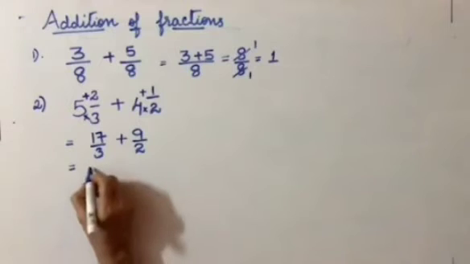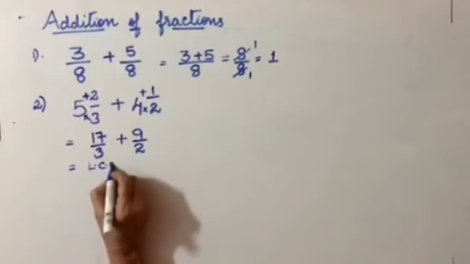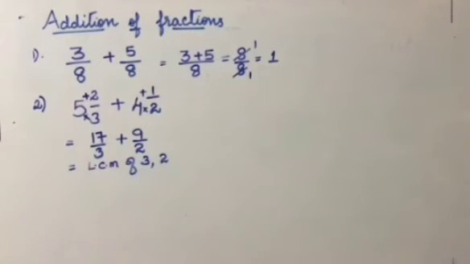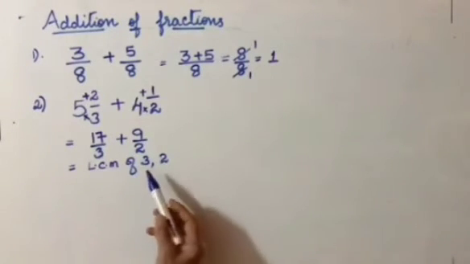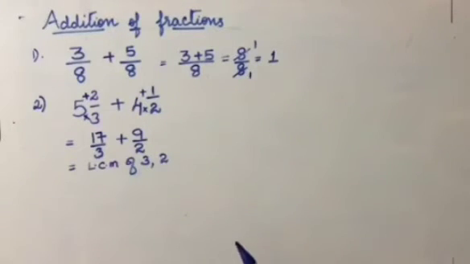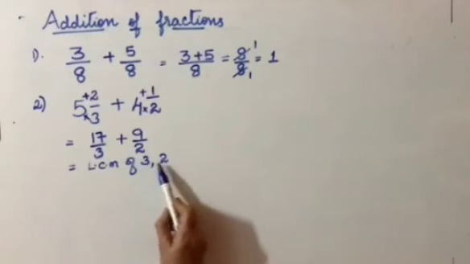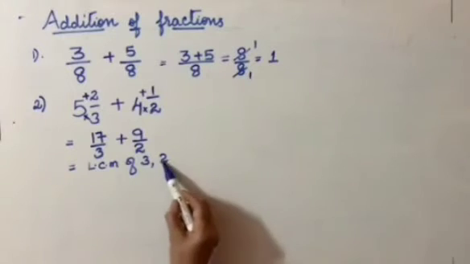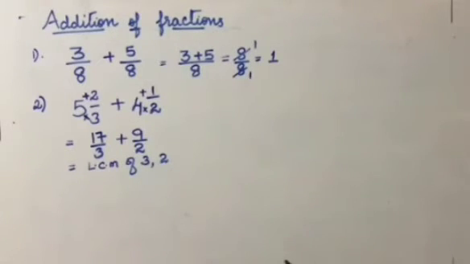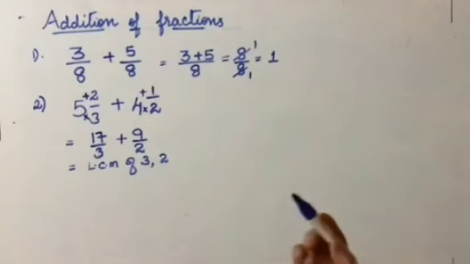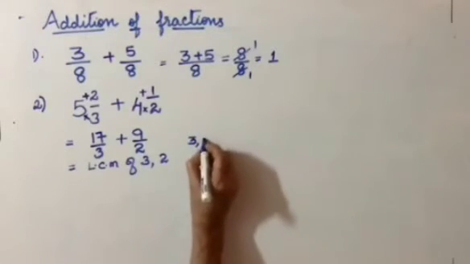How? We find the LCM of 3 and 2. Children, recall the LCM of 3 and 2 is the product itself. Why? 3 and 2 are co-primes. So the LCM of co-prime numbers is their product. Remember last year we wrote those rules. The LCM of 3 and 2 is the product itself. If you want, you can check. 3, 2.